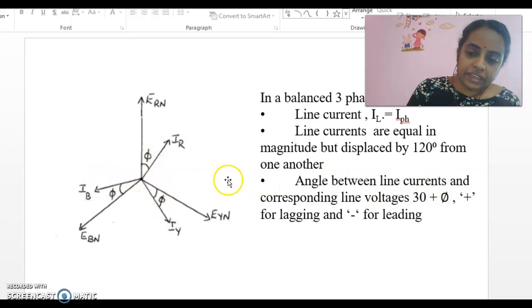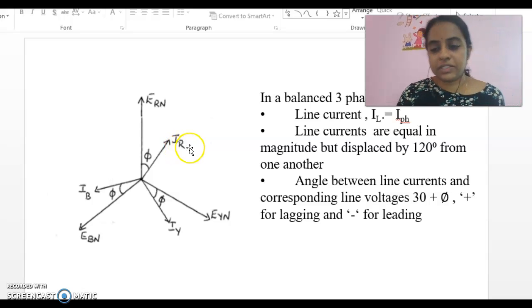The angle between line current and corresponding line voltage is 30 plus phi, plus for lagging and minus for leading. Here this is ERN and IR, and the phase voltage and current are phi degrees apart. So line voltage and current are 30 plus phi apart.